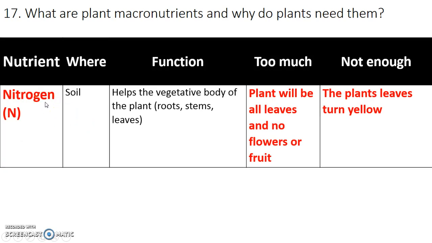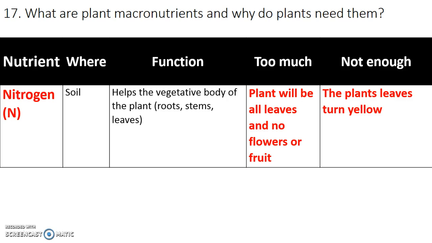Nitrogen is the first macronutrient that plants get from the soil. So we literally add it to plants via fertilizer. Nitrogen helps the vegetative body of plants, the roots, the stems, the leaves, anything that's green. If you add too much nitrogen, then you'll get a plant that's all leaves and all stems, but no flowers or fruit, because nitrogen doesn't help with that. Not enough causes plants' leaves to turn yellow and fall off and die.